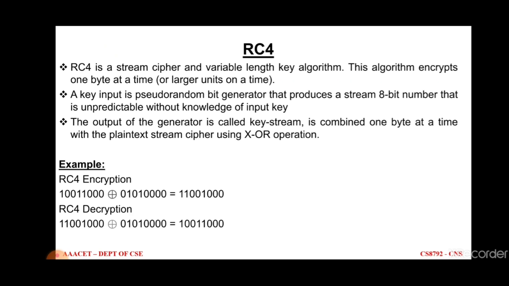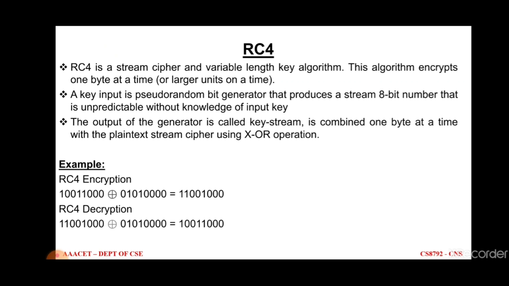The input key is generated by some pseudo random generator without the knowledge of the input key. The output of that particular generator is called the key stream generator, and it performs an XOR operation with the plaintext block. Consider the example: 8 bits of plaintext block and 8 bits of key, generated by the pseudo random generator, and a normal XOR operation is performed.